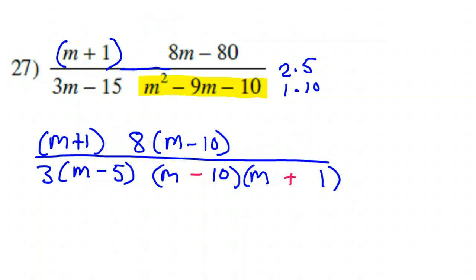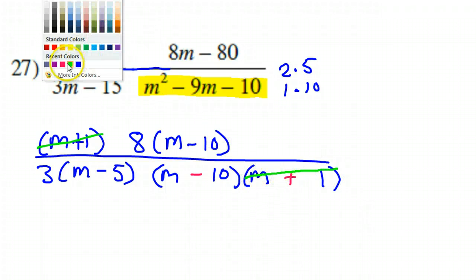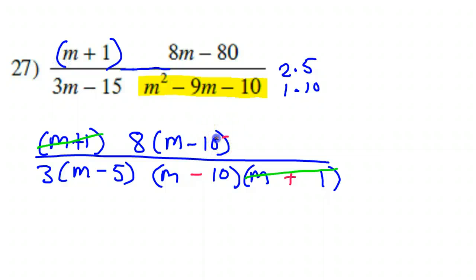Alright, so now everything is factored. So let's look for what can cancel. Alright, so I see I have m plus 1 in the numerator and denominator, so they can go. And then I have m minus 10 in the numerator and denominator, so they go. Alright, that's it for the canceling. It's time to write the final answer. So that's going to leave 8 in the numerator over 3 times m minus 5.